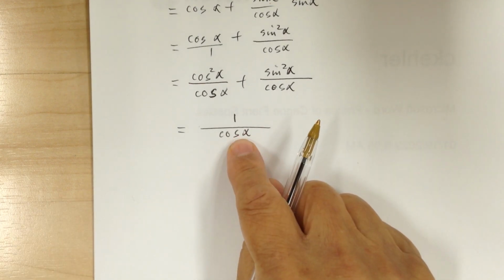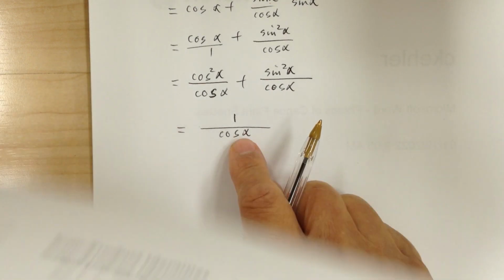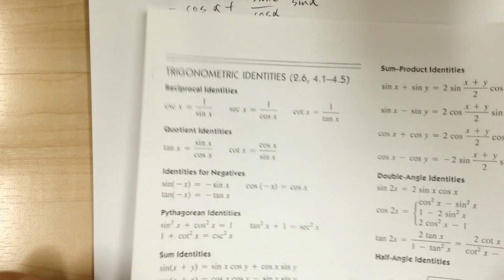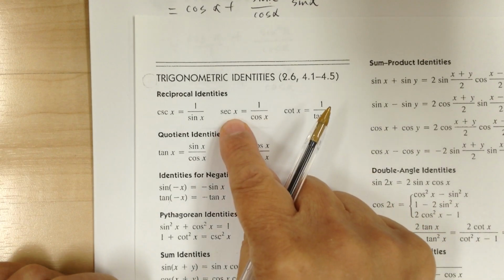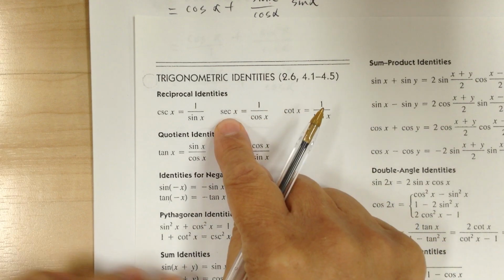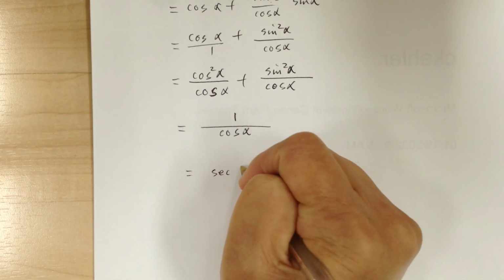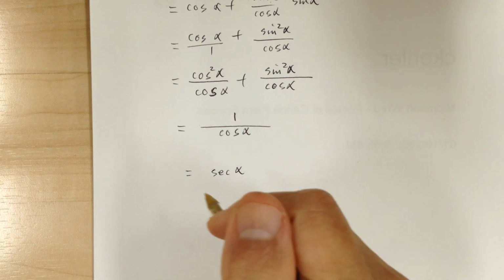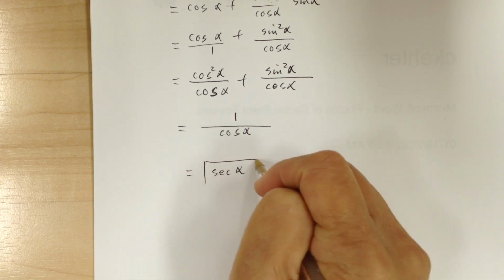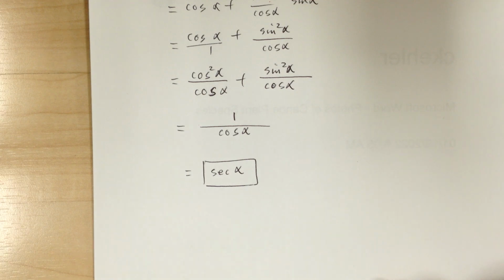And then from here, again, you use the identity: 1 over cosine is secant x. So this will equal secant alpha. And that's it. That's how you simplify. You can just use a lot of identities.